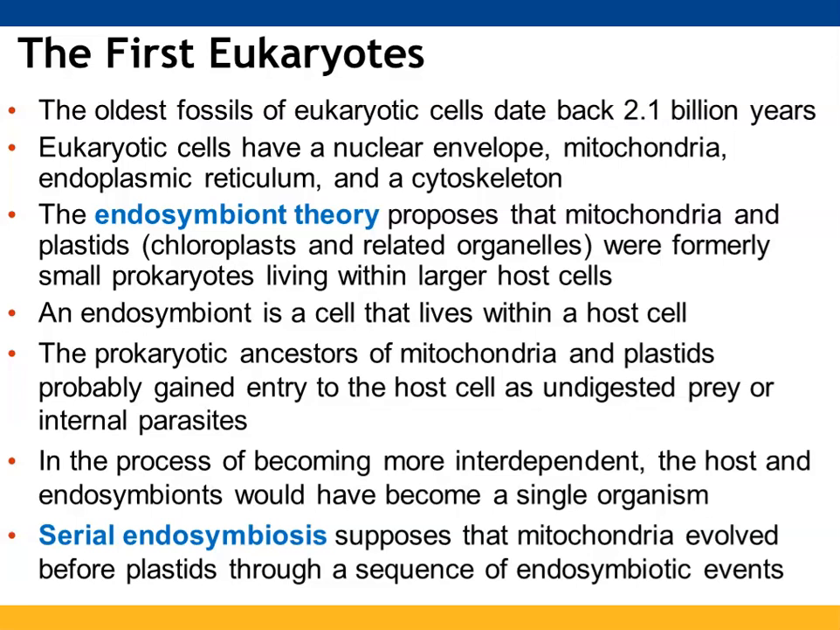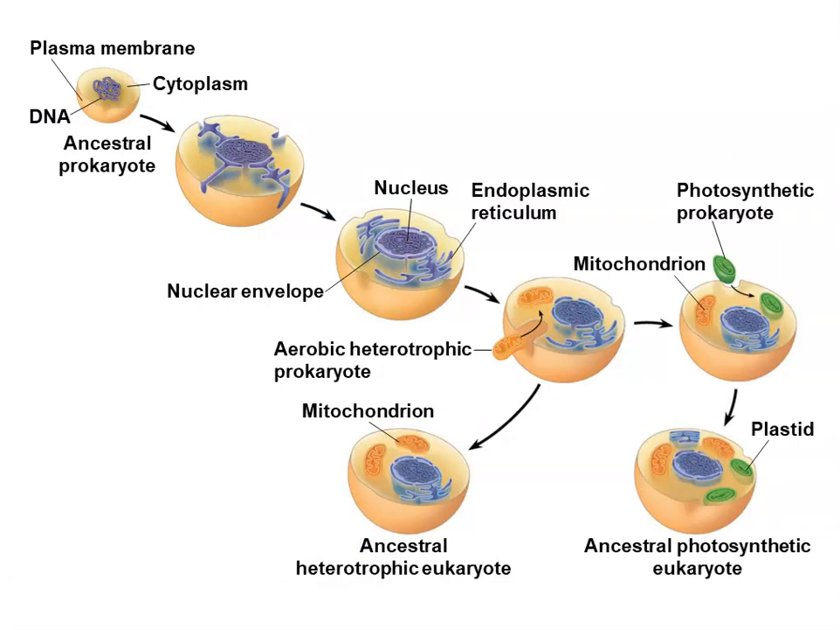Joy. As they became more interdependent, the host and the endosymbionts would have become one organism. In serial endosymbiosis, it is thought that mitochondria evolved before plastids as a result of multiple endosymbiotic events.